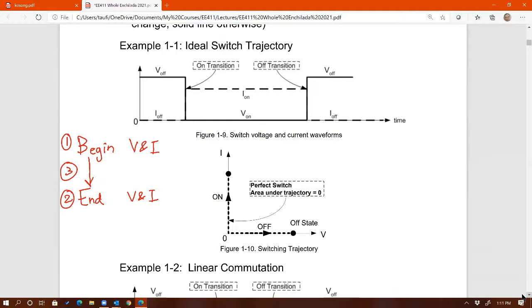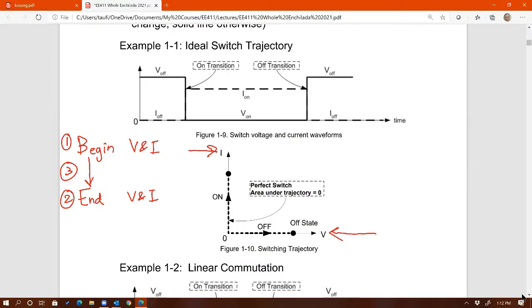Now, first of all, a switching trajectory is a curve that you draw with the y-axis being the current through the switch, and the x-axis being the voltage across the switch. And then you map the transition on this plot, on this coordinate system, if you will. So what did I say earlier? Number one is to know where the transition begins.